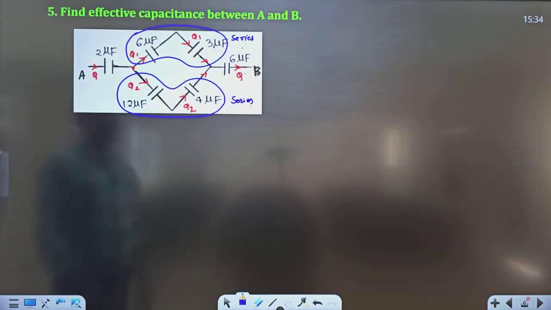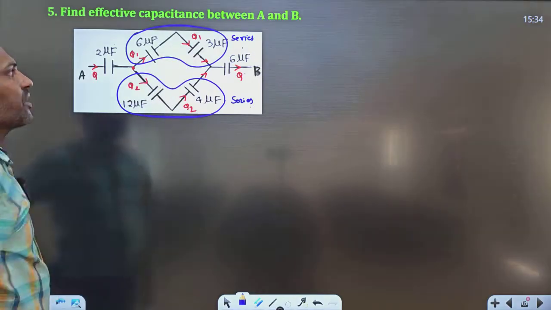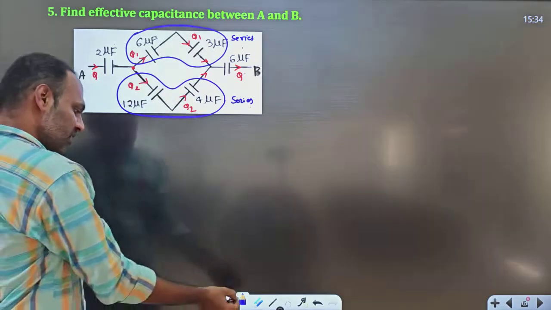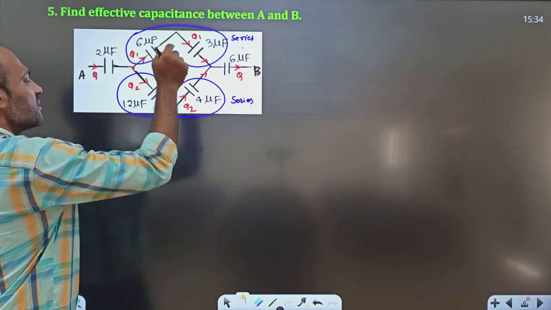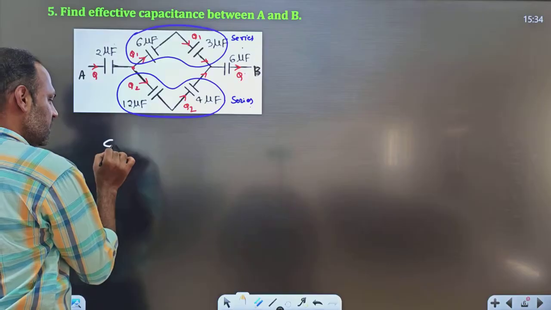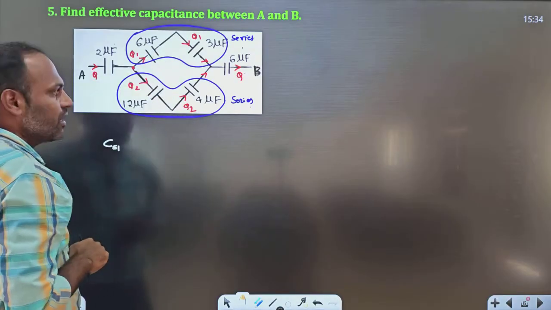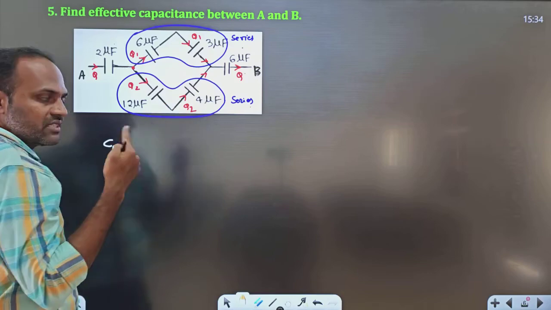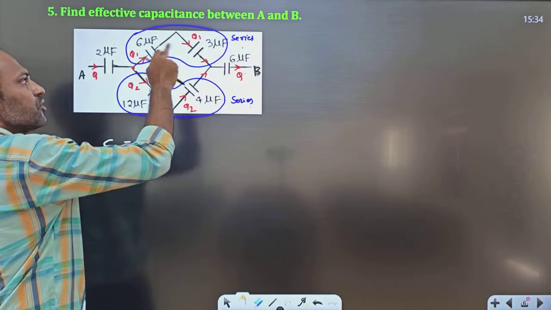Correct? So now what we have to do, first find the effective of one pair, then find the effective of the other pair. Let us find out the effective. Effective of 6 micro and 3 micro I will call it as CS1. Effective of the other two I will call it as CS2. Okay, first let us calculate CS1. These both are in series.